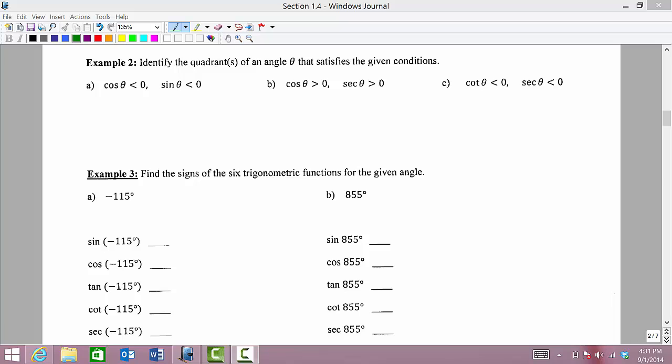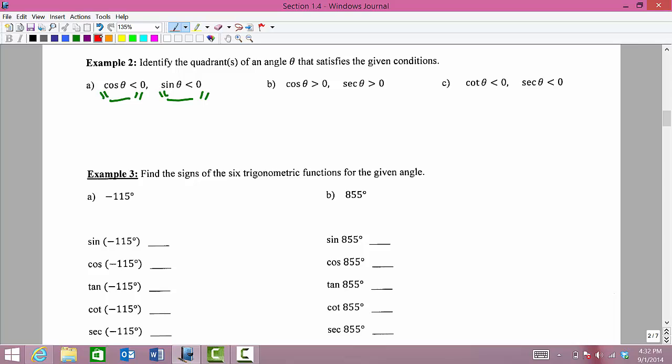Now that we know which trig functions are positive in which quadrants, let's start to work with that idea here in example 2. In example 2, we are asked to identify which quadrant the angle lies in given the following conditions. Part A, cosine theta less than 0 and sine theta is also less than 0. When we are told that a trig function value is less than 0, then that tells us that that trig function value is considered to be negative. So we are working in a quadrant where cosine is negative and also sine is negative.